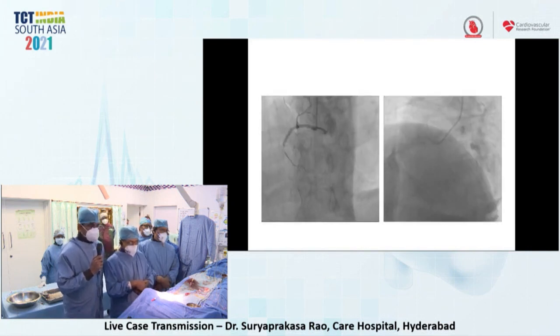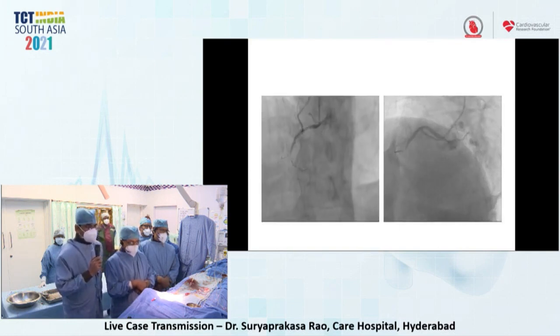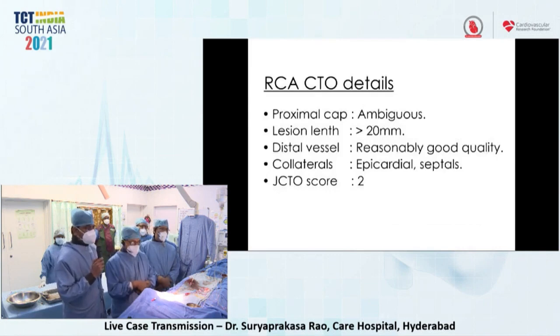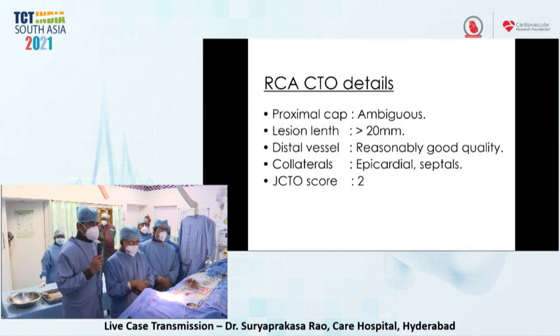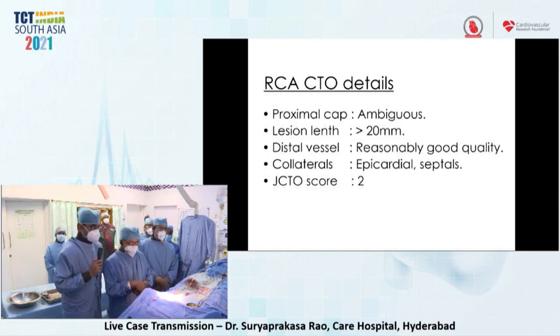There is a mid-RCA long segment CTO, probably more than 20 mm in length, with one collateral at the level of occlusion. Next. Coming to the RCA CTO, the proximal cap is ambiguous with lesion length probably more than 20 mm. The distal vessel is of reasonably good quality with collaterals from epicardial and septals. The J-CTO score is 2. Thank you.